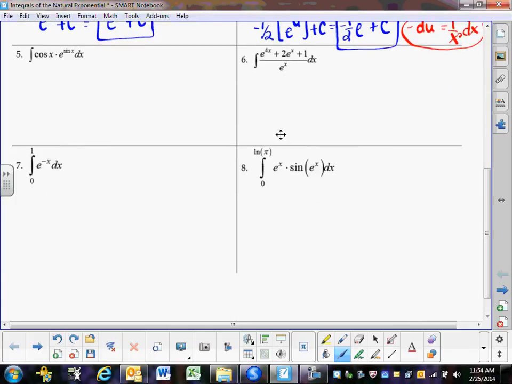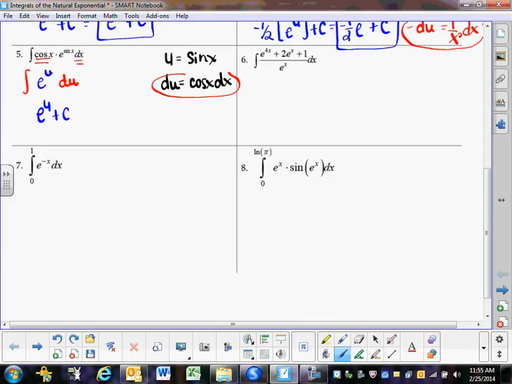Okay, so let's look at number 5 and number 6 and decide. With number 5, this is definitely much more complicated. I have a function outside, so I'm going to do my u substitution, and u is going to be the sine x. So du is cosine x dx, and I have a perfect substitution. Cosine x dx is exactly du, and then I have e to the u. So the antiderivative of e to the u is e to the u plus c. So it's e to the sine x plus c.